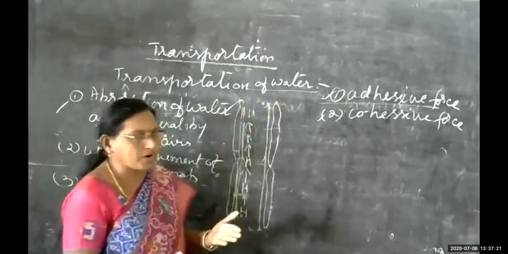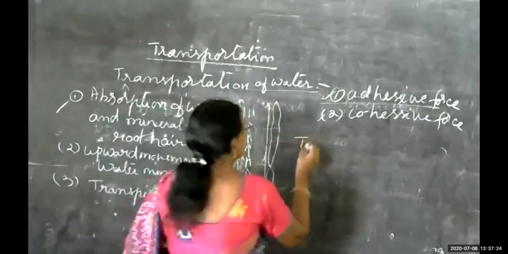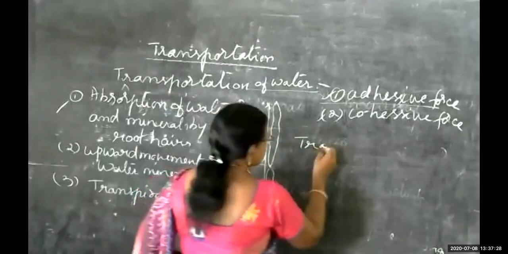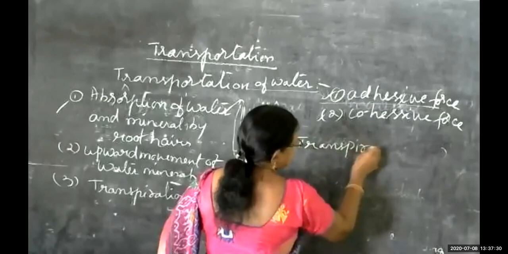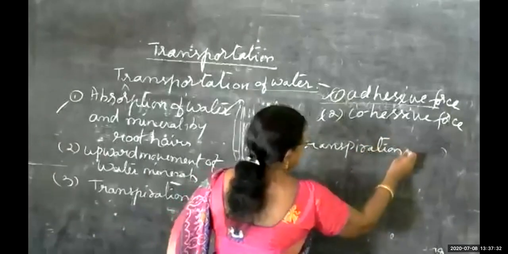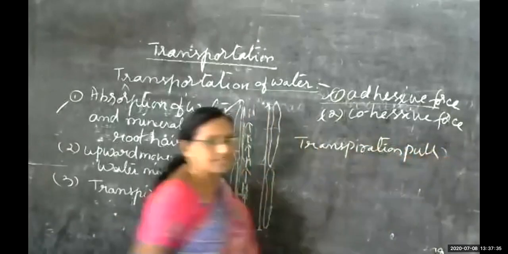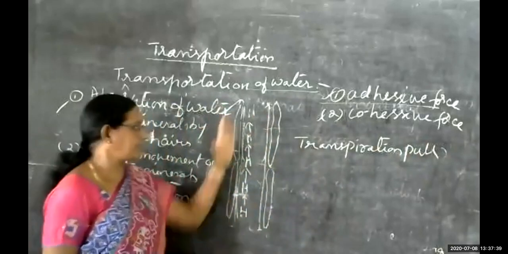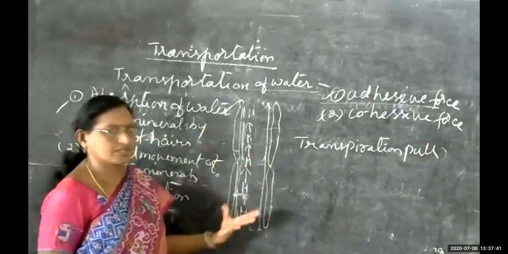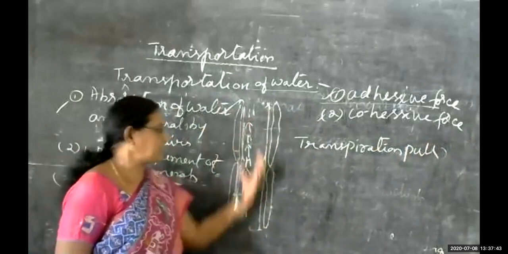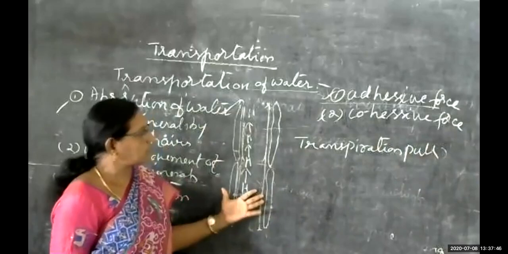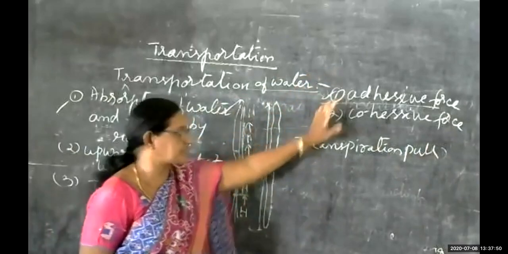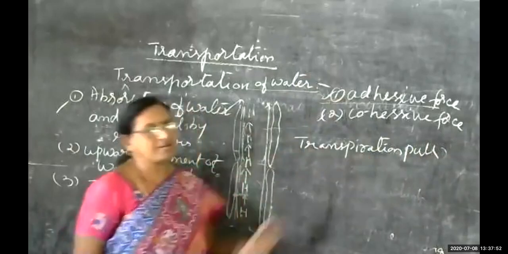Okay, so by that there is another situation that takes place in the xylem vessel, that is nothing but transpiration pull. Right? Okay. So here we can see a different mechanism by the xylem vessels. Once the water molecules reach the xylem vessels, then what happened? By the help of adhesive force and cohesive force, transpiration pull will be developed.